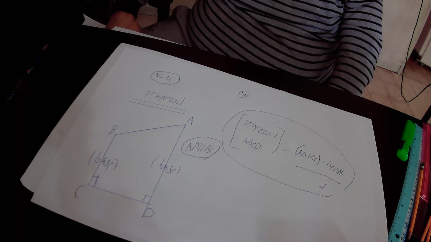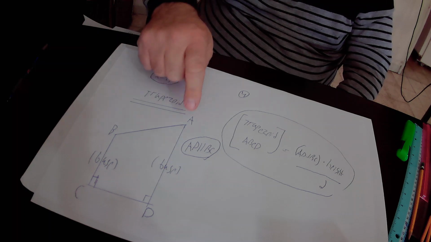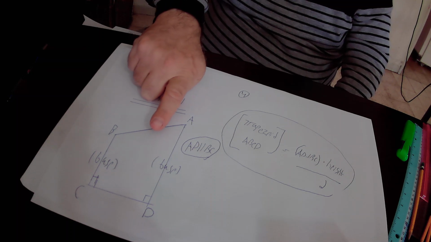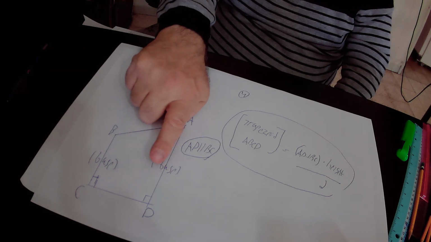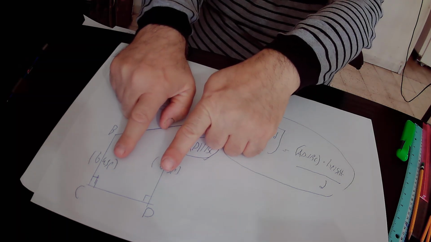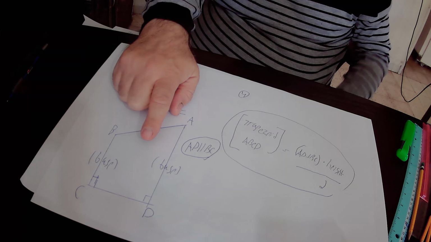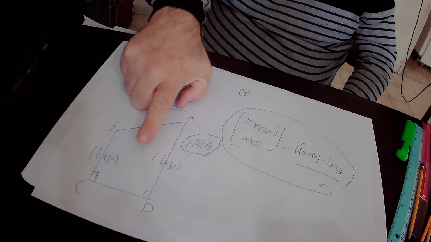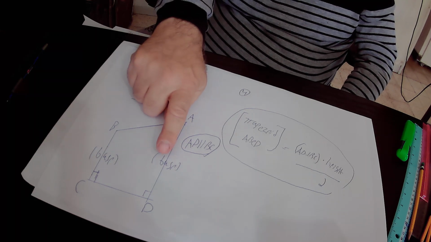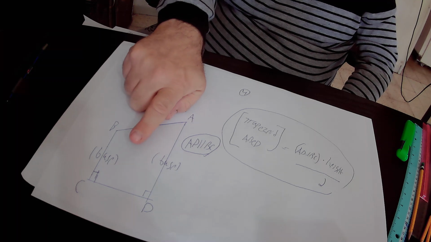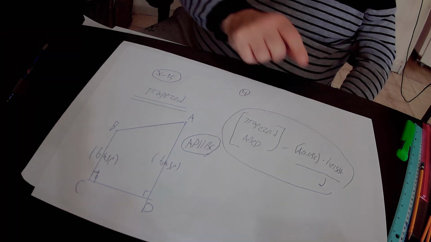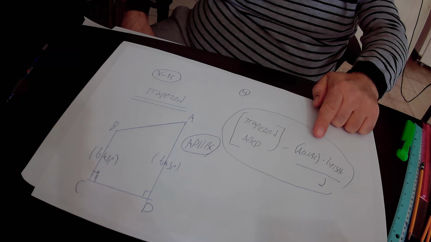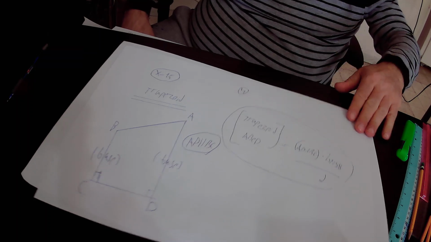So the area of any trapezoid equals the sum of its bases, that is AD plus BC, times the height. The height must create 90 degrees with the two bases. If CD creates 90 degrees with the two bases, then CD is the height. But if CD doesn't create 90 degrees with the bases, we just draw a perpendicular to the two bases, and the perpendicular will be the height. So the area of any trapezoid equals the sum of its bases, that is AD plus BC, times the height over 2.